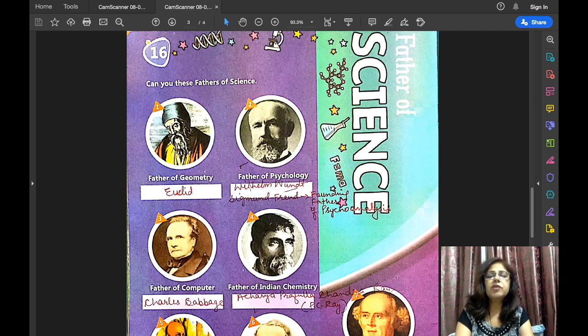The second picture is of the father of psychology. Now, in the clue box it is written Sigmund Freud, but the picture is of Wilhelm Wundt. So, the father of psychology is Wilhelm Wundt, whereas Sigmund Freud, that is written in the clue box, was the founding father of psychoanalysis.